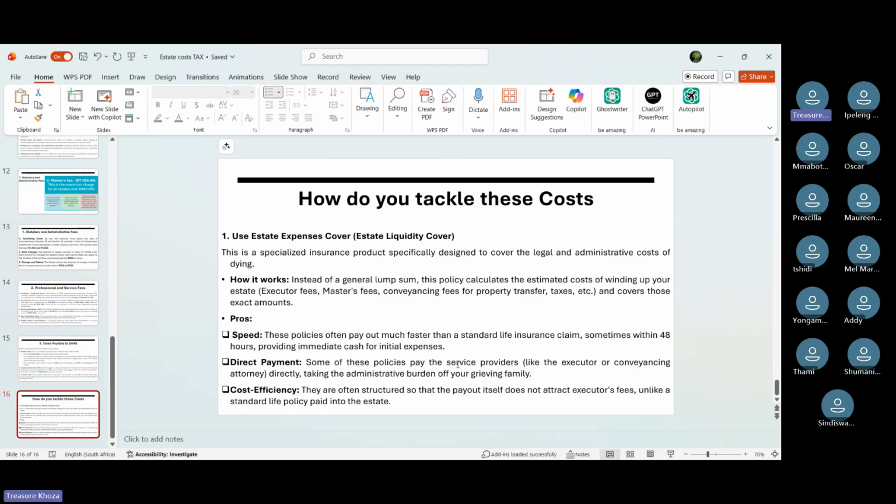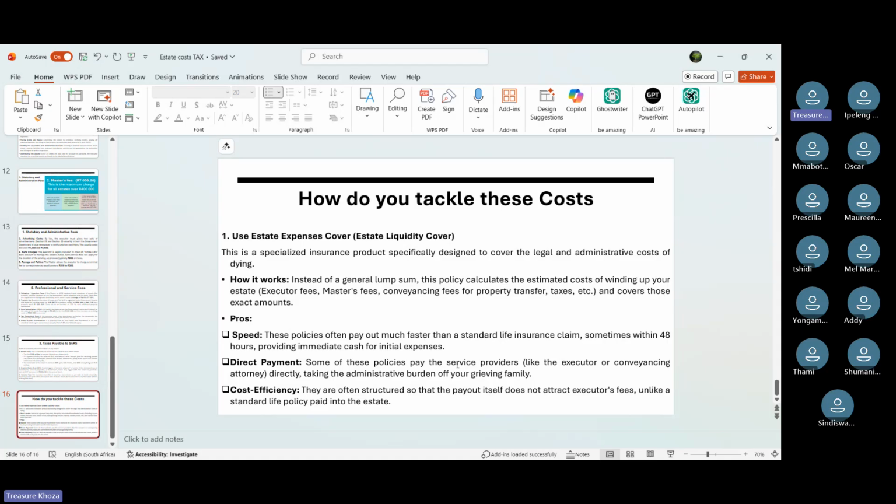So these costs are going to be covered if you have an estate expense cover, or what you call estate liquidity cover. It's up to you whether you want to use it, or you'll say, okay, the money can be taken from my estate, or the money will come from my life cover.